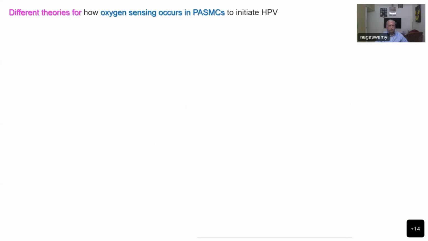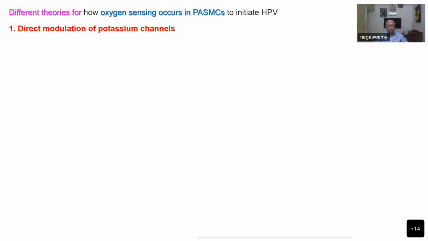There are different theories of how this sensing occurs. No fixed concept has been accepted. So there are different theories to describe how these low oxygen levels in the alveoli are sensed by these muscles to contract.